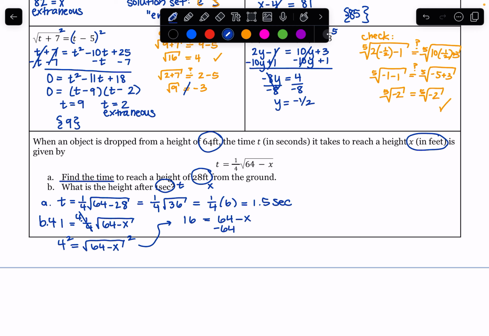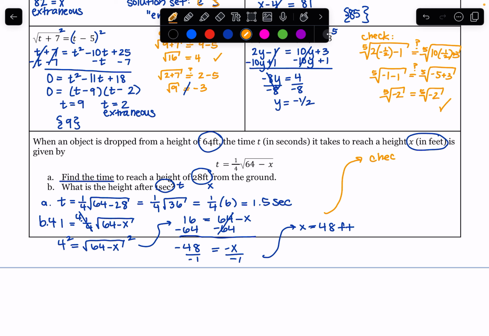Subtract 64. And we are left with negative x equals negative 48. Divide by negative 1. And we are left with x equals 48, and that is feet. Pretty sure that's going to be the correct answer because it's kind of given to us that there won't be extraneous here. But let's go ahead and check it just to be sure.